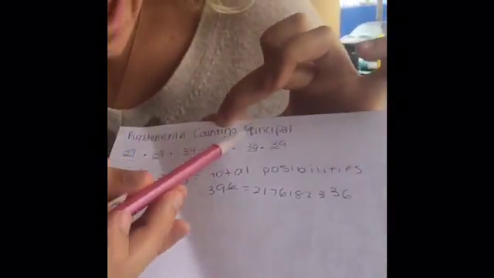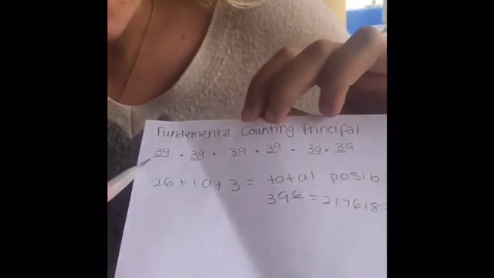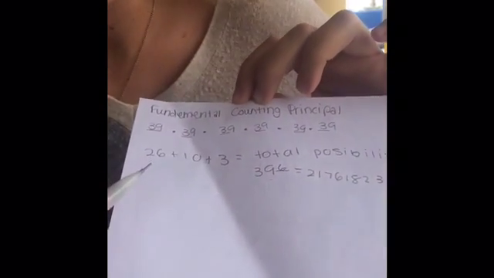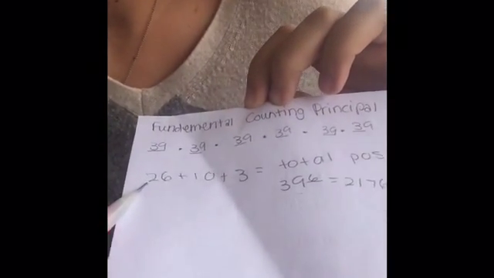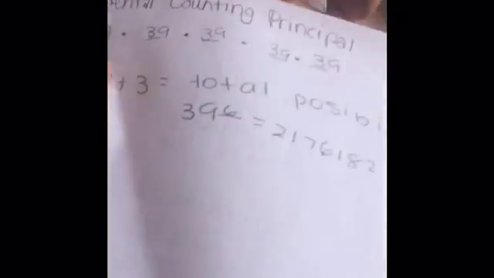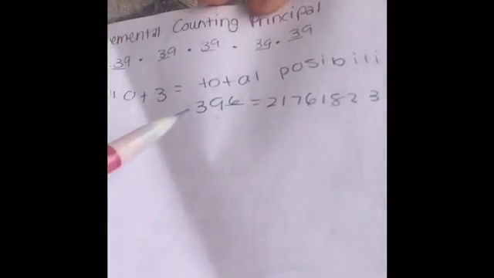Fundamental counting principle, all right? So this is what we're going to do for a license plate. The possibilities of having a letter is that there's 26 possibilities, there's 10 possibilities of having a number, and there's 3 possibilities of having an and sign, a dash sign, or a space. So when you add those up, that means there's 39 possibilities in total, right?